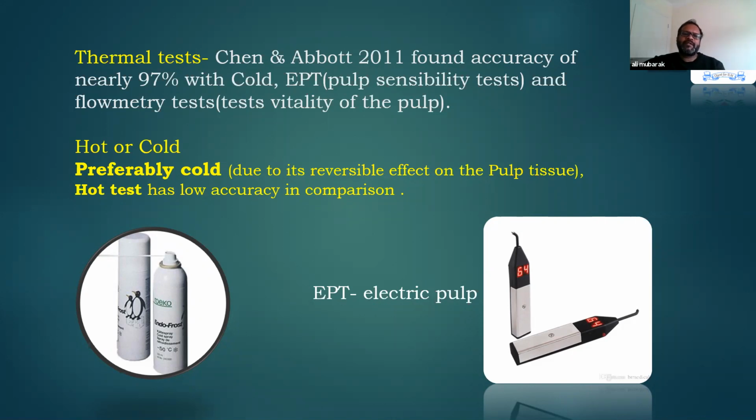Now, please don't use ethyl chloride because that is absolutely useless. That's not going to help. You need to get minus 50 degrees or minus 45 degrees carbon dioxide snow, which is far better. Now, hot test has low accuracy compared to these. So that's why there's a preference for cold and electric pulp testing.